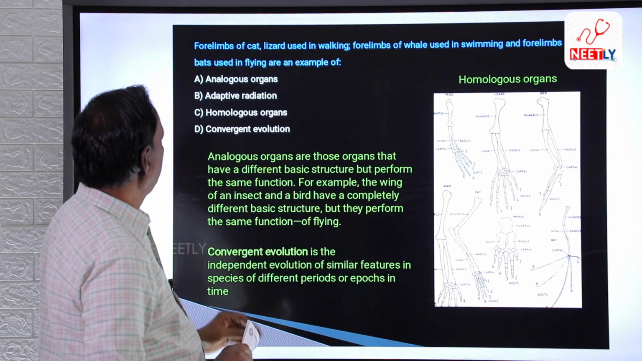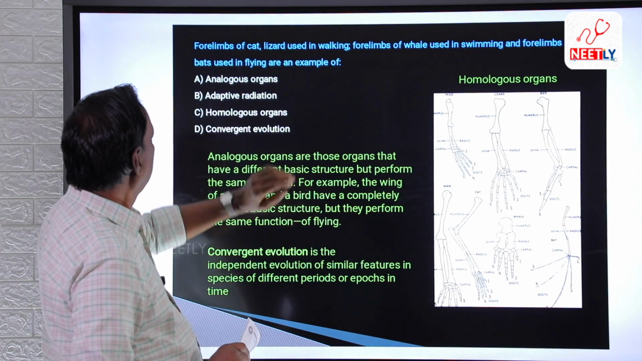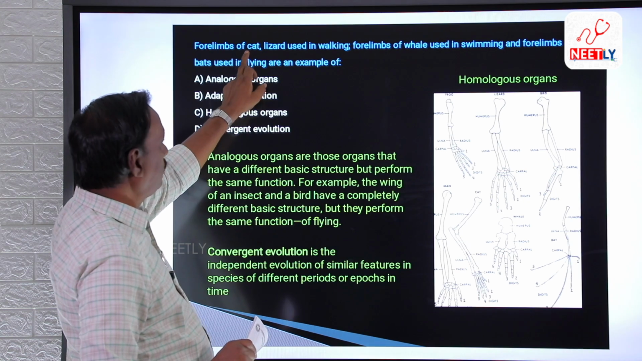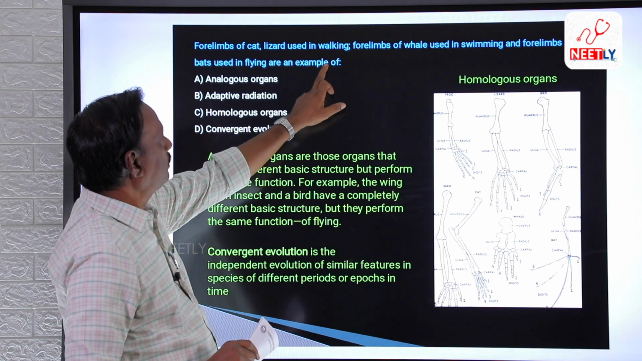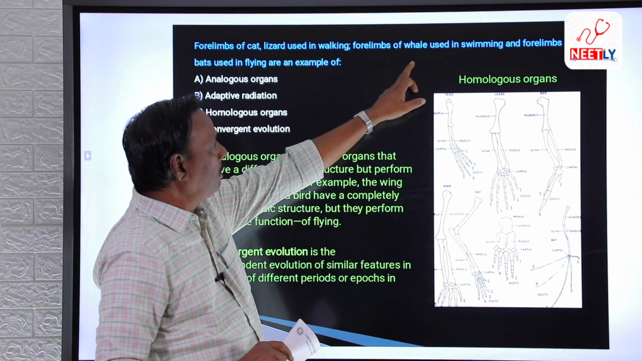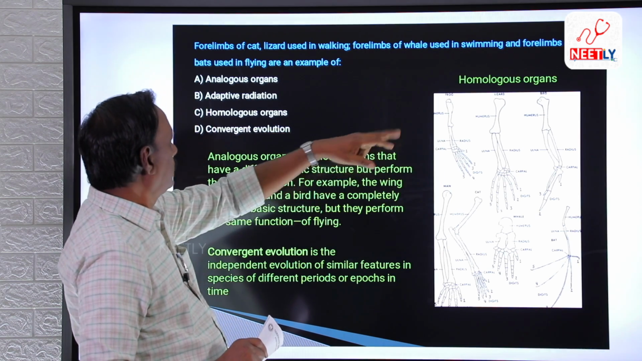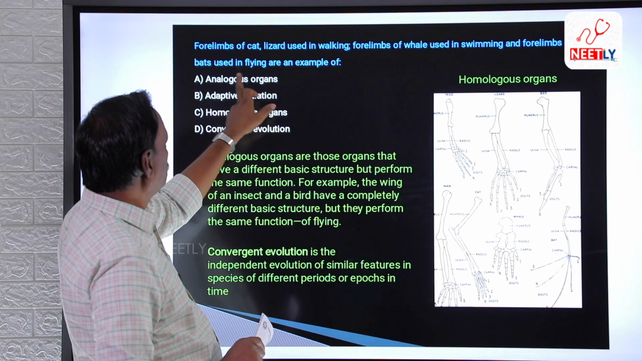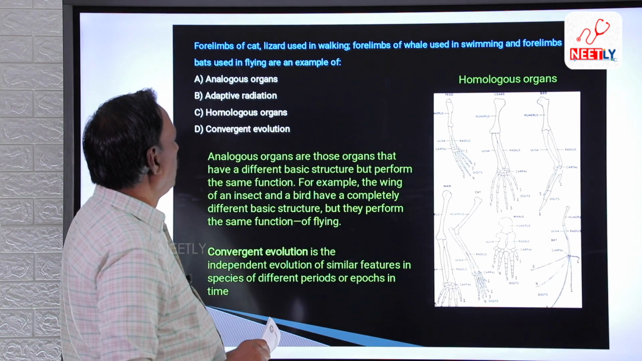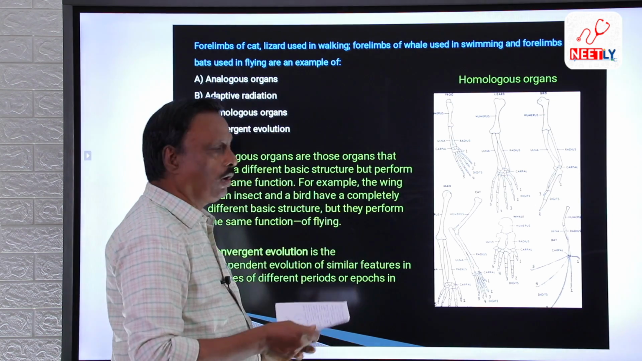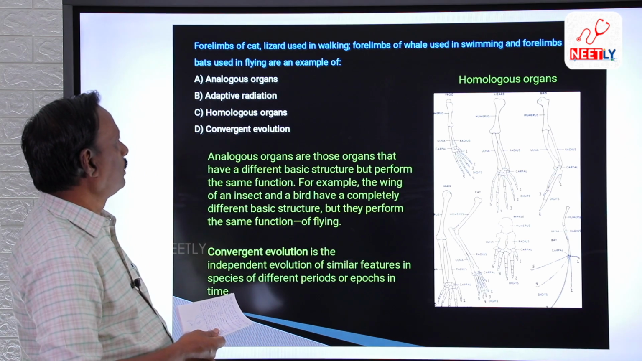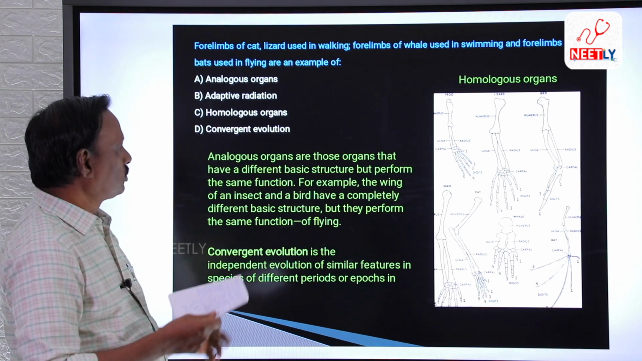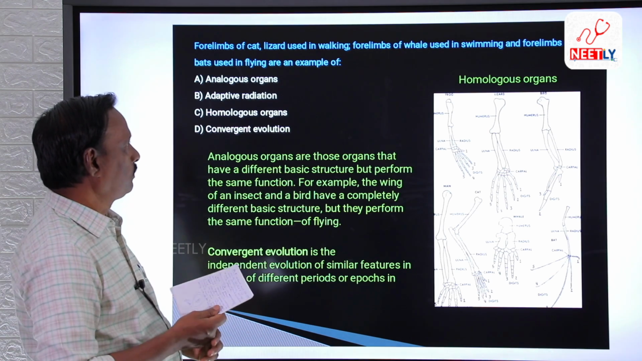So here they are given forelimbs of cat, lizard, which are used in walking, forelimbs of whale, which are used in swimming, then forelimbs of bats, which are used for flying. All these are performing locomotion, but they are structurally different.